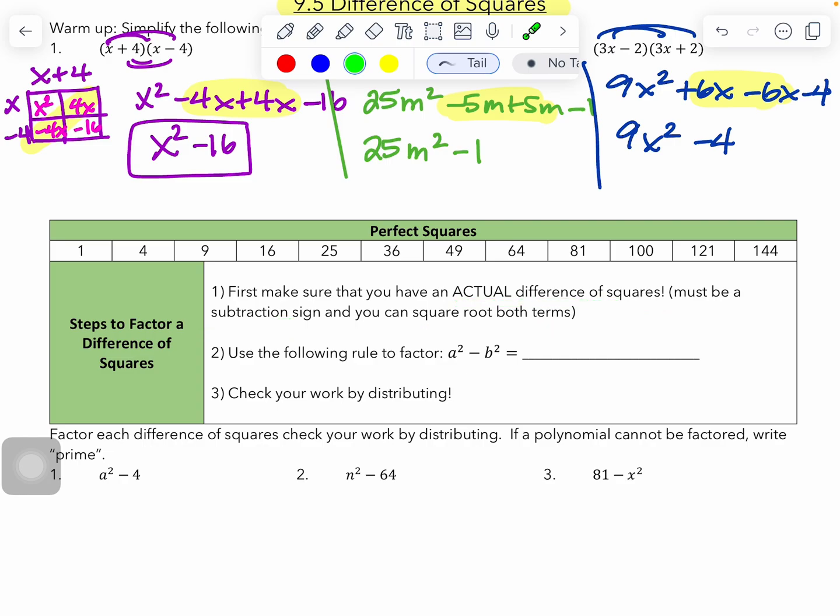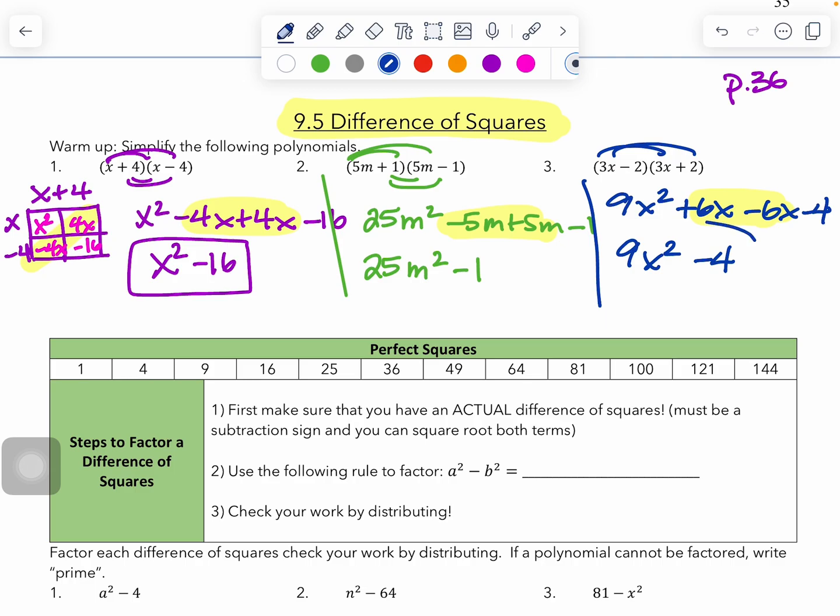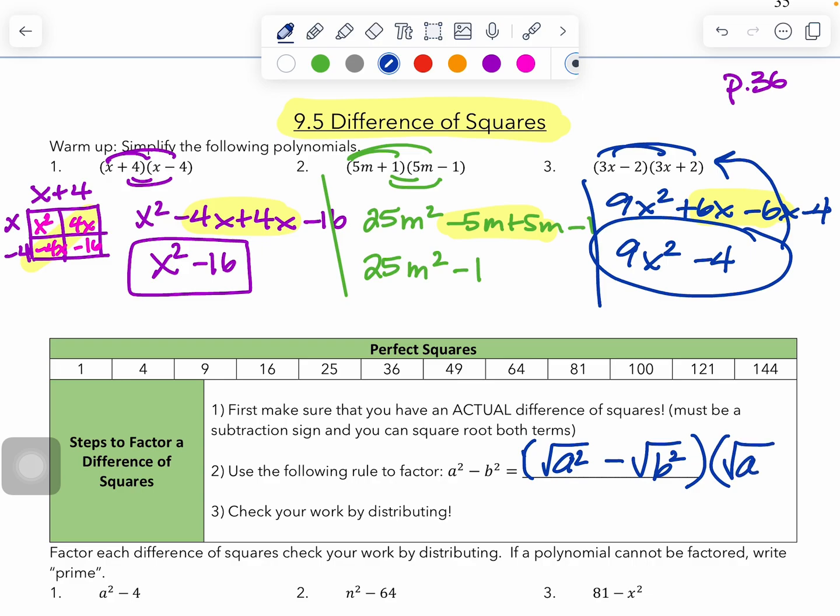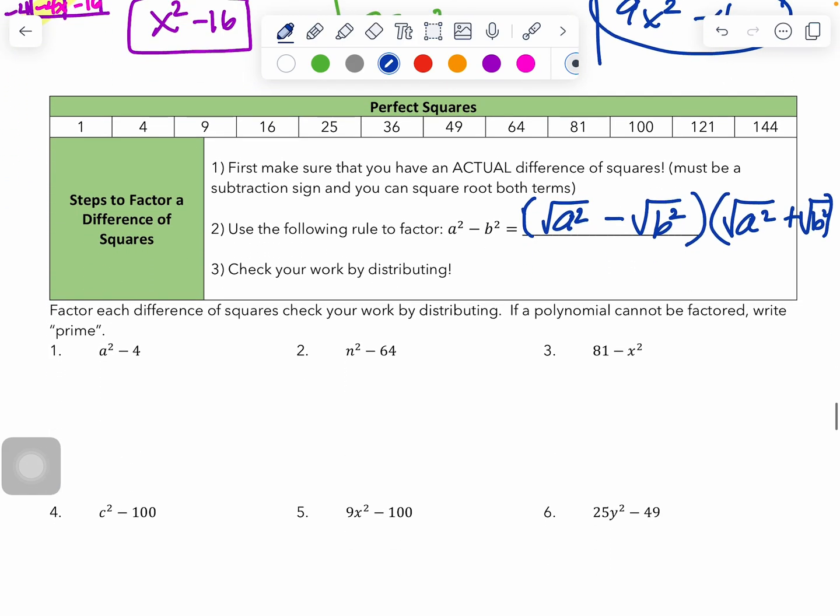And then back to our rule. If you can memorize this rule, it's not a very hard rule, but if you can memorize it, it will make your job a little bit easier. When we are going to factor it, remember factoring is going backwards. So if we were going to factor this, we would go backwards to that. We're going to take the square root of a squared minus the square root of b squared, and we're going to multiply that by the square root of a squared plus the square root of b squared. That seems really confusing, so let's look at some examples.